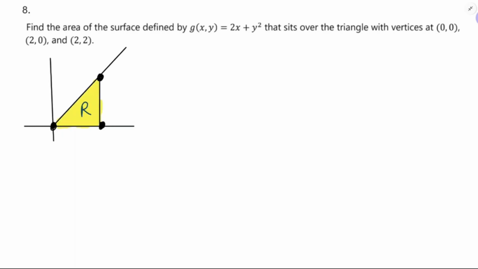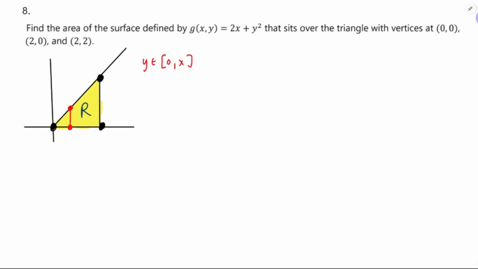Okay, so if we think about it, y is going to run from 0 up to y equals x. That's the line that goes through 0, 0, and 2, 2. So y runs from 0 up to x. Okay, y equals 0, y equals x. I'll even write that in there. I haven't done that enough this year. Okay, y equals 0, y equals x, and then x is starting at 0 and ending at 1.